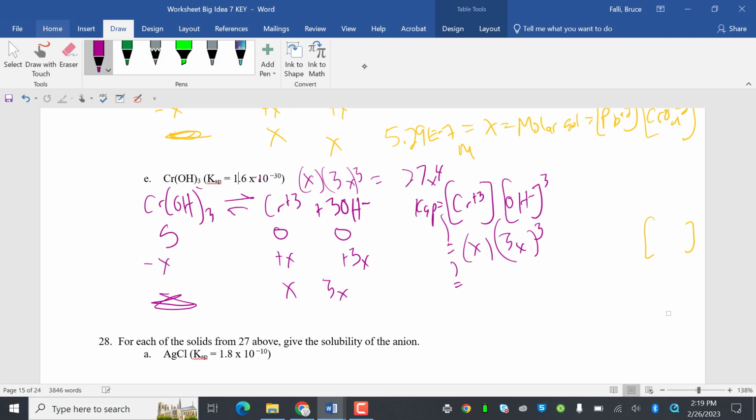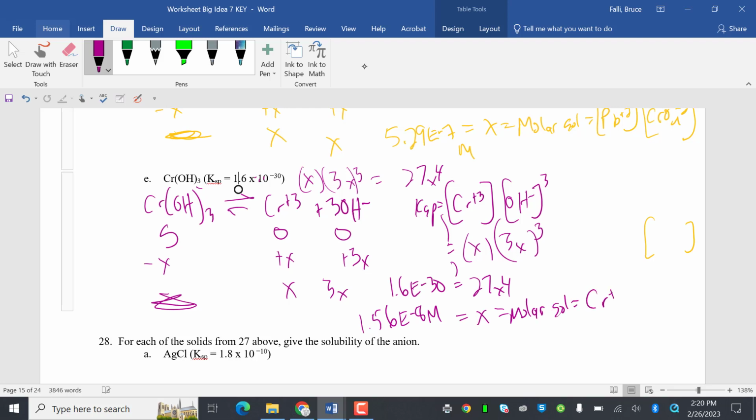Do that math, and this was 1.6 E negative 30 equals 27x to the 4th. And then I do the math. 1.6 E negative 30 divided by 27. And then I've got to 4th root that, raised to the quantity 1/4. My molar solubility is 1.56 E negative 8 molar equals molar solubility equals chromium plus 3.